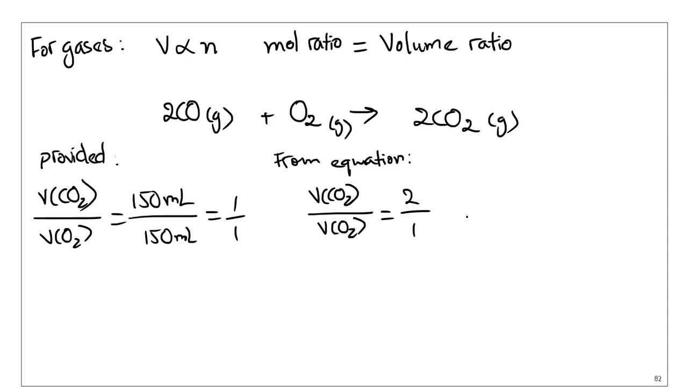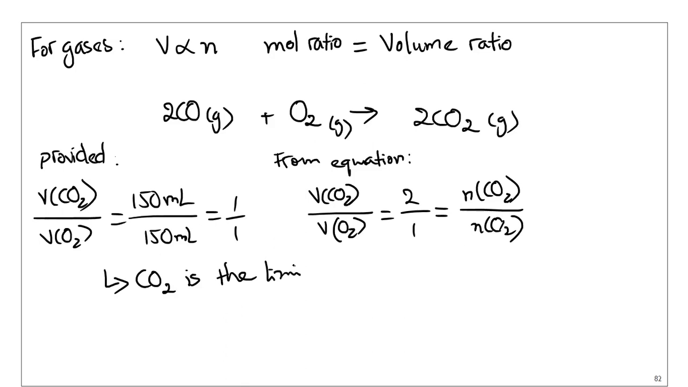So theoretically speaking, for every mole or for every mL of, I'm just going to write here, this is the same as the mole ratio. So theoretically speaking, for every mL of oxygen, you need 2 mL of carbon dioxide to completely react with it. In reality, you only have one, which means you don't have enough carbon dioxide to completely react with all of the oxygen present. So from here, I know that CO2 is the limiting reagent. Because you don't have enough CO2 to react completely with oxygen. And O2 is in excess.